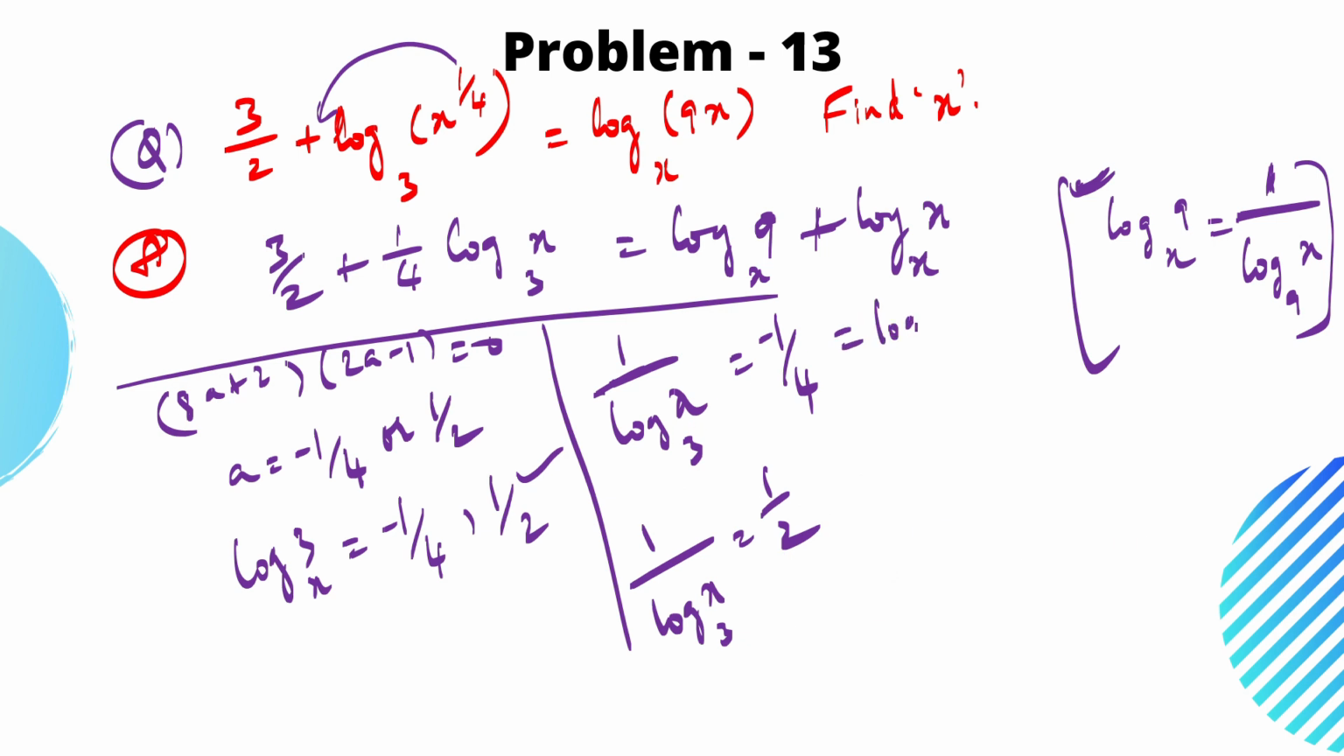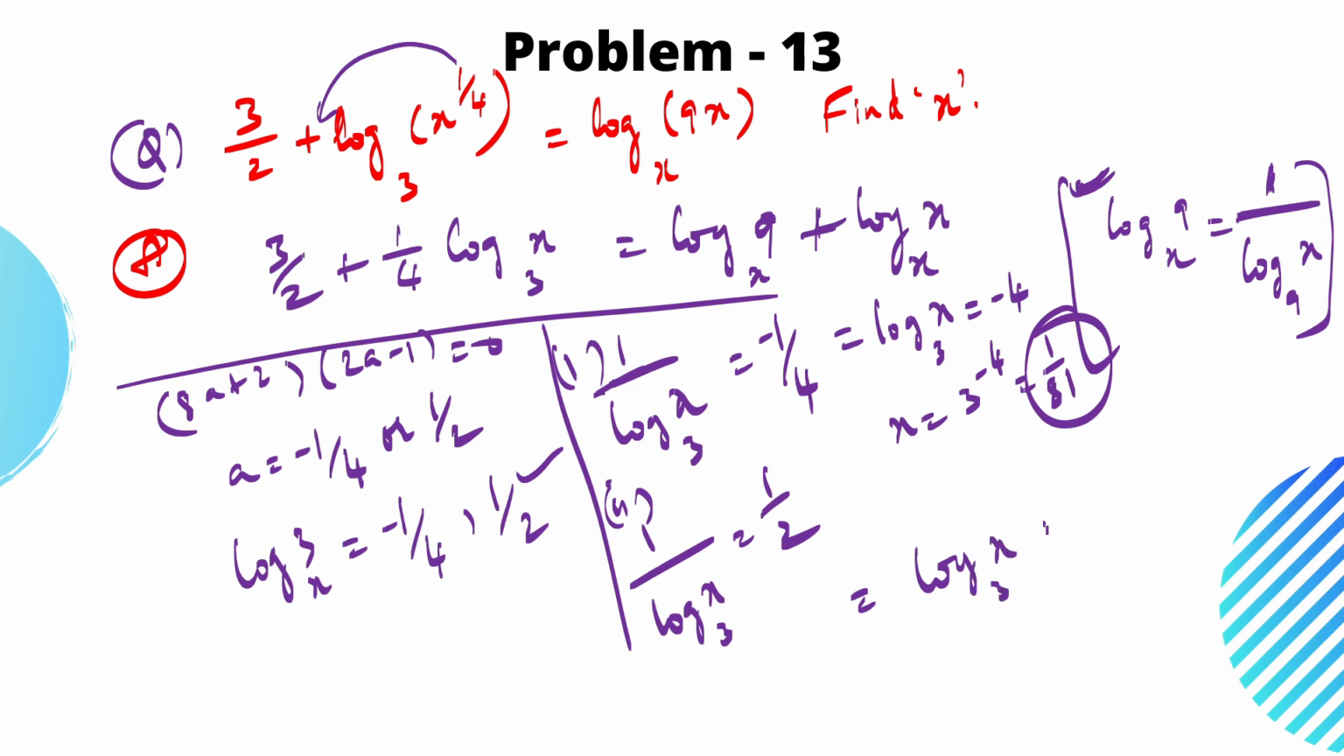So in this case, what will happen? Log x to the base 3 is equal to minus 4 and x will be equal to 3 power minus 4, which is equal to 1 by 81. This is case 1. And in case 2, we have log x to the base 3 is equal to 2 and x is equal to 3 square, which is equal to 9. So both these satisfy this equation. Hence x is equal to 1 by 81 and x is also equal to 9.